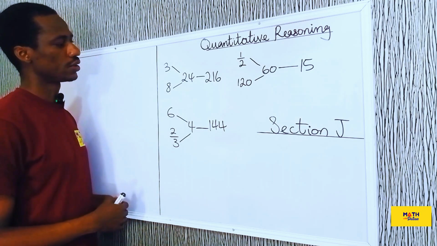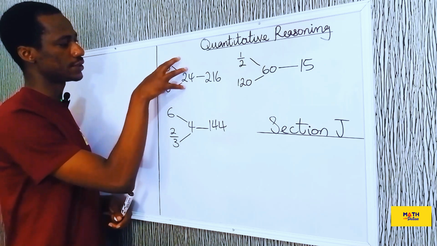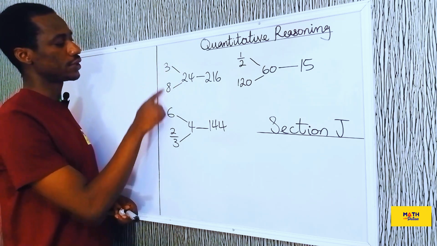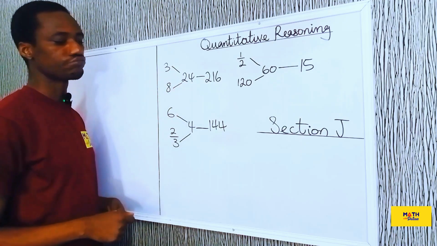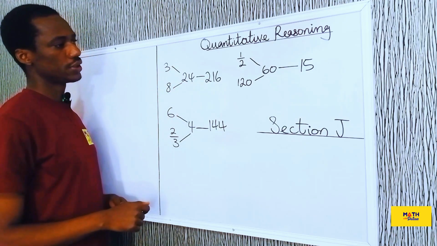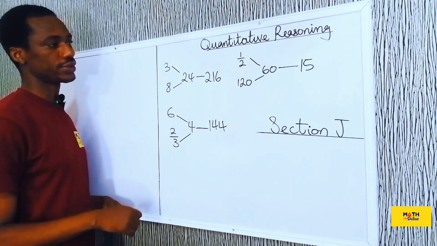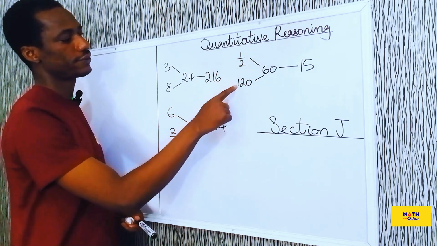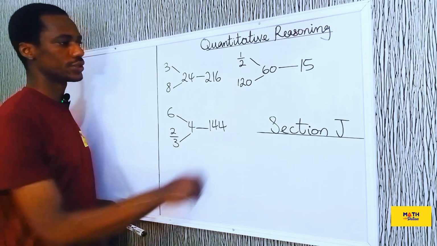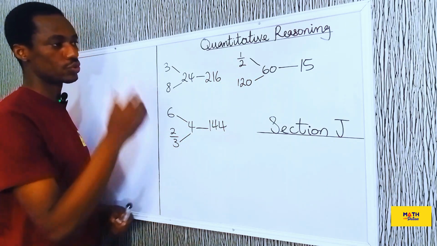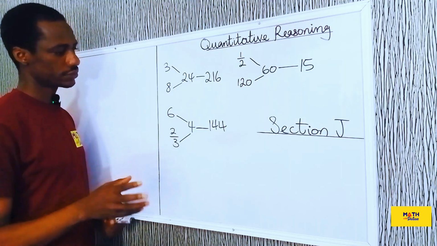The first one, at a glance, I can see this. I believe you can see it too, right? 3 times 8 or 8 times 3 is 24. And then we just need to confirm that with the other 2 samples. So half of 120 is 60. So half times 120 or 120 times 1 over 2 is 60, correct?